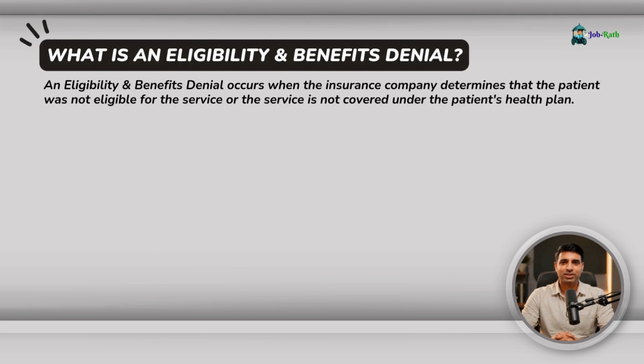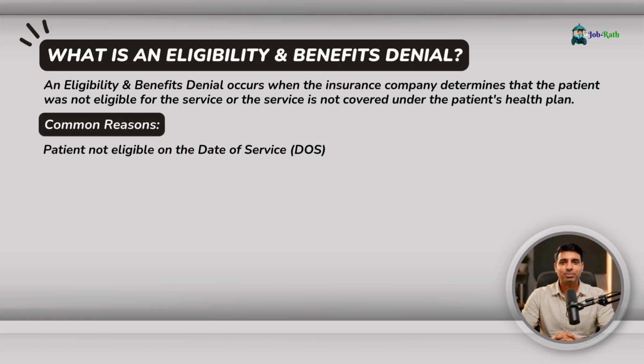Let's begin. What is an eligibility and benefits denial? An eligibility and benefits denial happens when the insurance company says, according to our records, this patient was not eligible for this service or the service is not covered under the patient's health plan. It simply means the insurance company is saying we cannot pay this claim because the patient's insurance coverage or benefits do not allow payment. It may be because the patient was not eligible on the date of service.